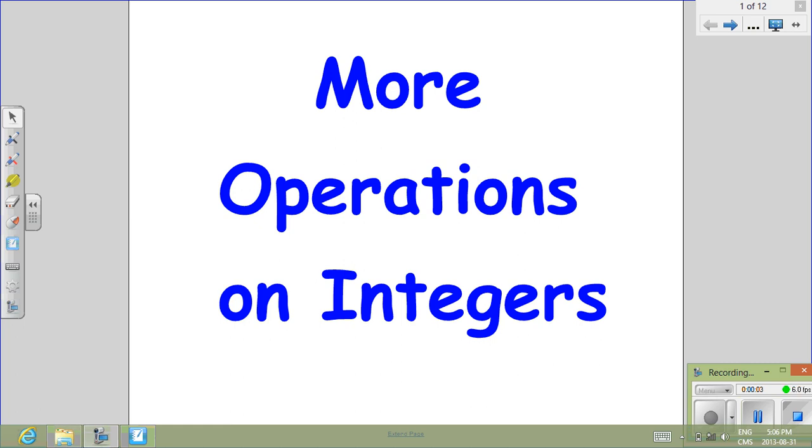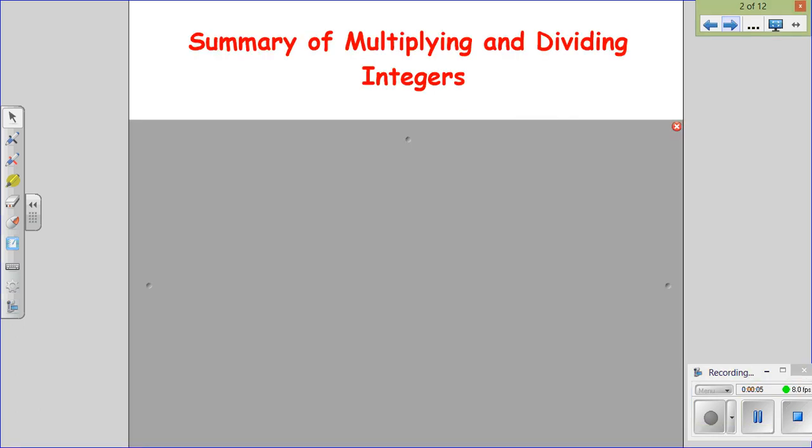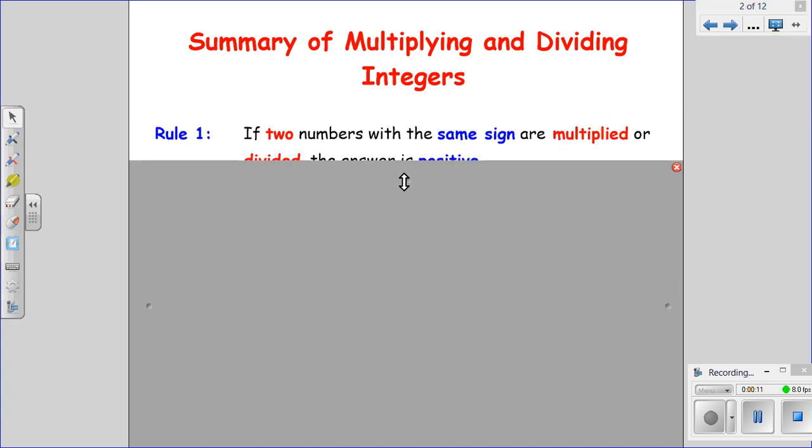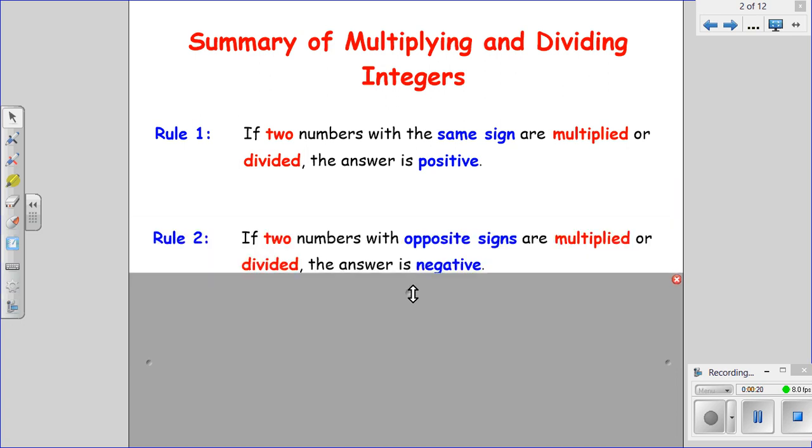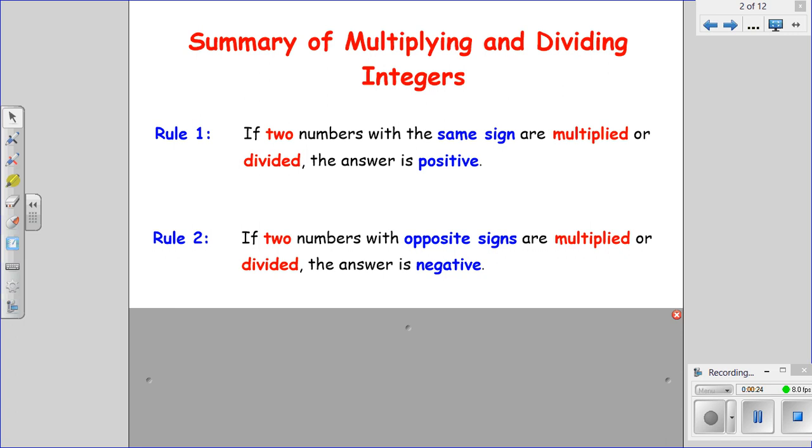More operations on integers. Remember, when we multiply and divide integers, if two integers have the same sign, when they're multiplied or divided, the answer is positive. If two integers with opposite signs are multiplied or divided, the answer is negative.